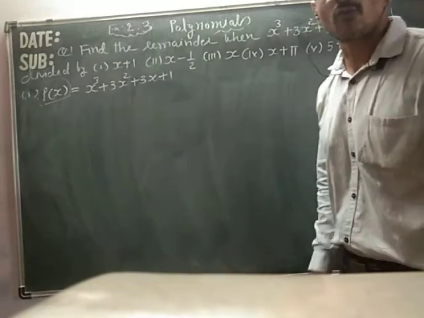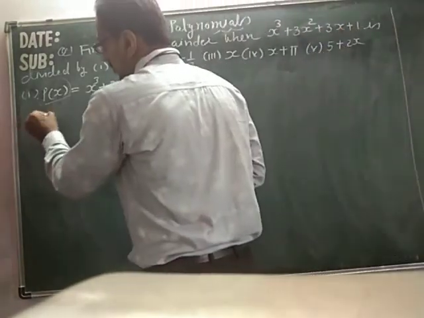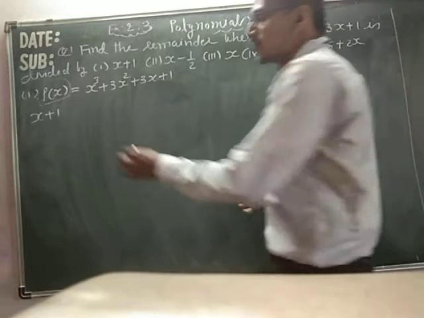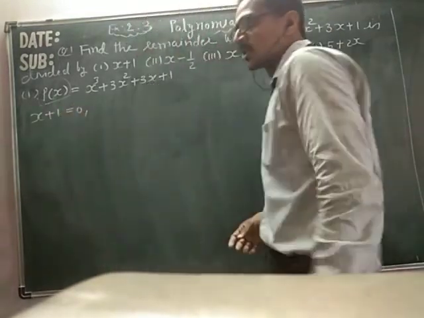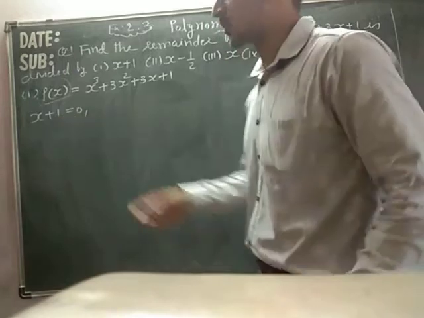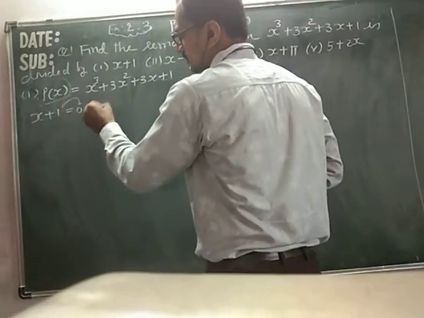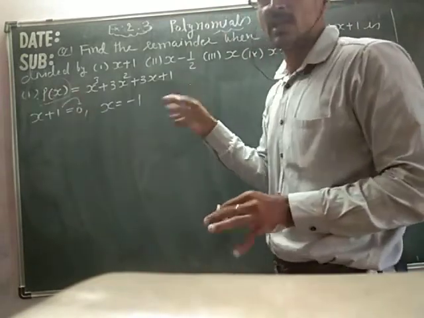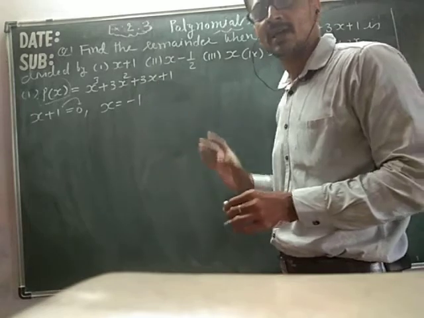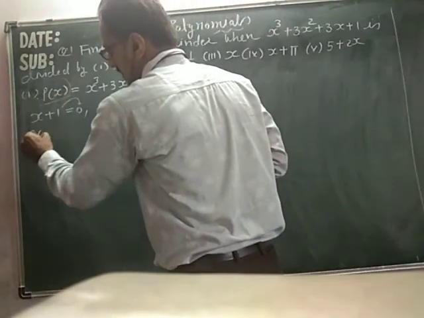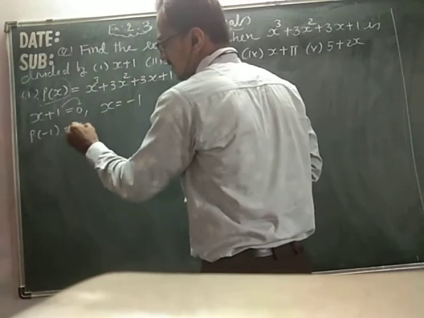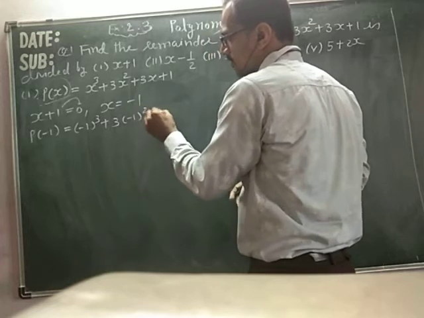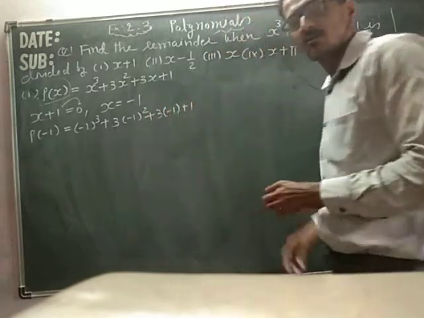First I want to check it for x plus 1. As I told you, whenever you want to find zeros or the value of x, we write factor equals 0. Now shift this towards the right-hand side, so x will be minus 1. Now I will substitute minus 1 in this polynomial, and whatever answer I get will be my remainder. Let us substitute: minus 1 cube plus 3 times minus 1 square plus 3 times minus 1 plus 1.